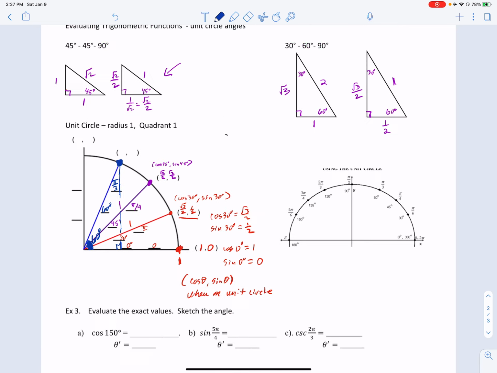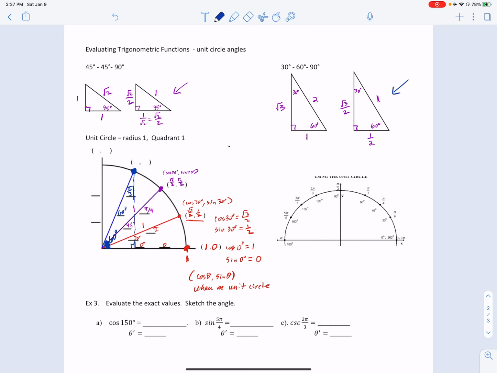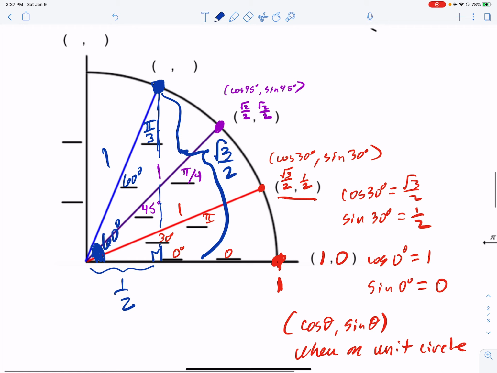And I'm looking at this triangle right here. The hypotenuse is 1. The short leg is now here. That's 1/2. And this long leg is going to be root 3 over 2. And so this ordered pair is to the right 1/2 and up root 3 over 2. And so this is cosine of 60 degrees, sine of 60 degrees. Those are the values of them.